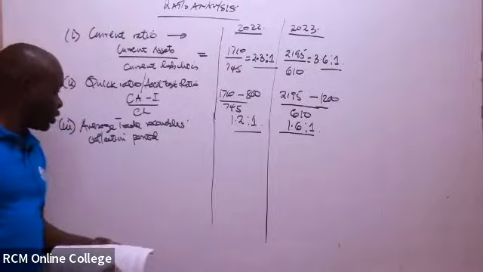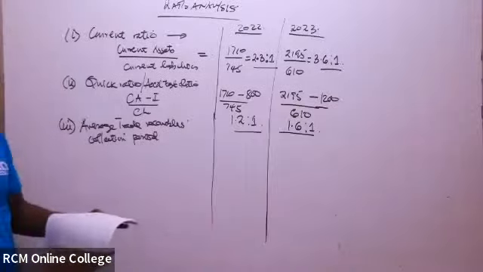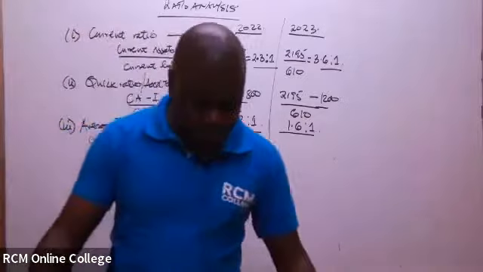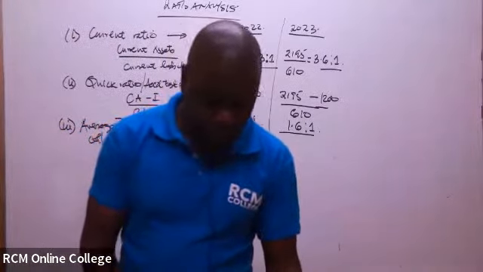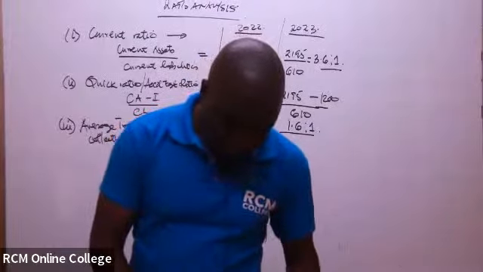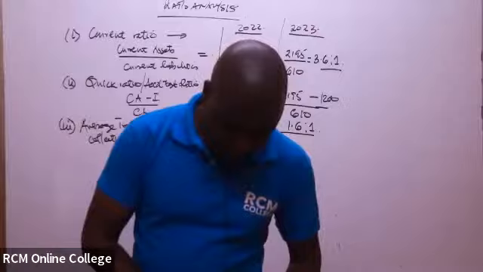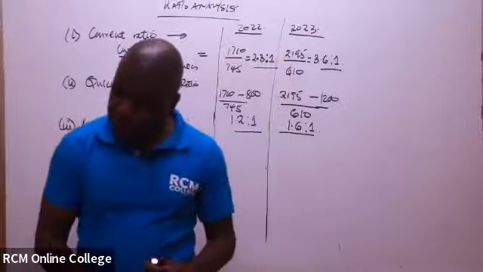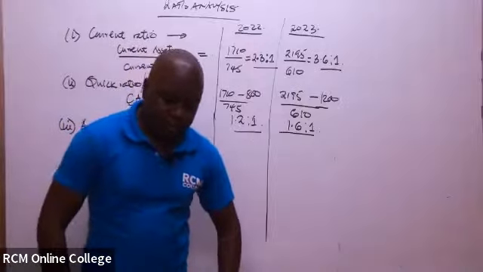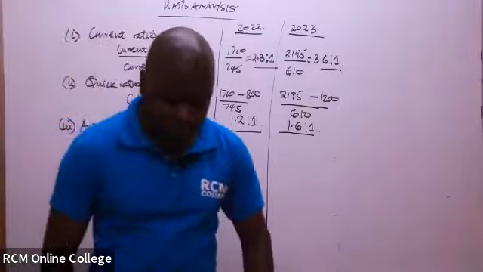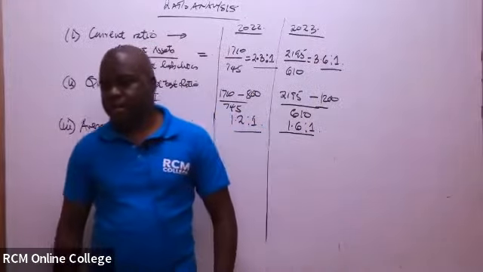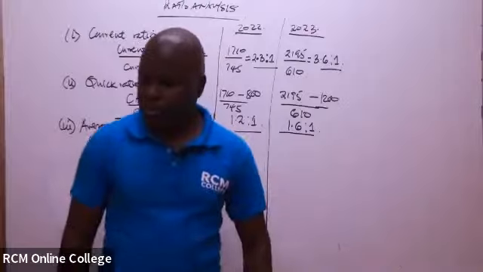So they are saying average trade receivables collection period. A period, in this case, will have days. So confirm that formula again. It might be correct, but it might also end up not being complete.